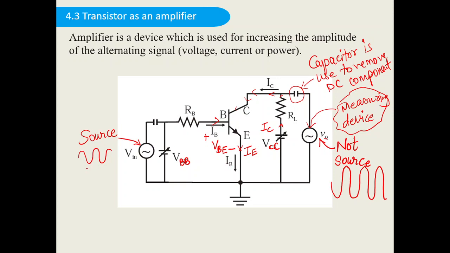Now, why we are getting this inverted output, we will learn in the last slide of this transistor and amplifier subtopic. I'm moving to the next slide. You can pause the video, write the things, and draw the circuit diagram. It is a measuring device, for example, it can be called an oscilloscope.